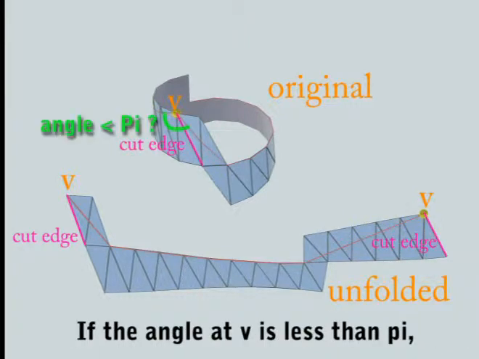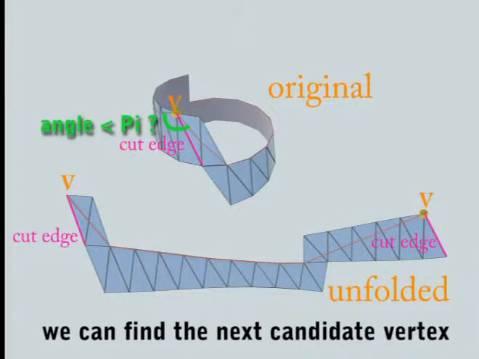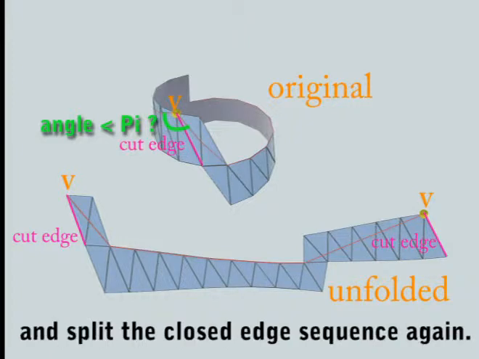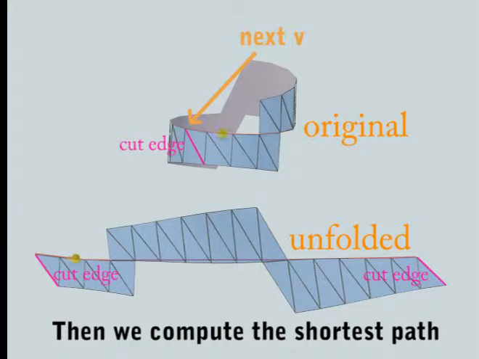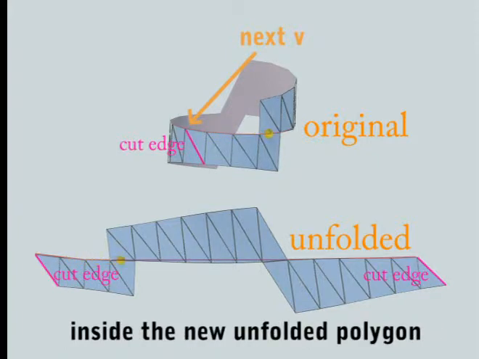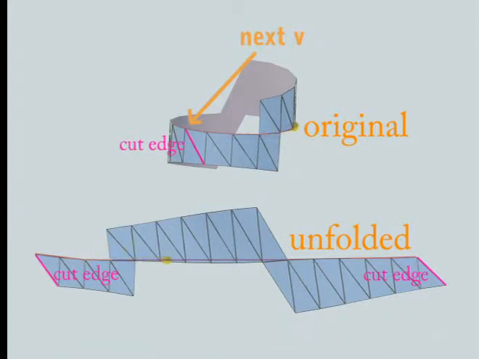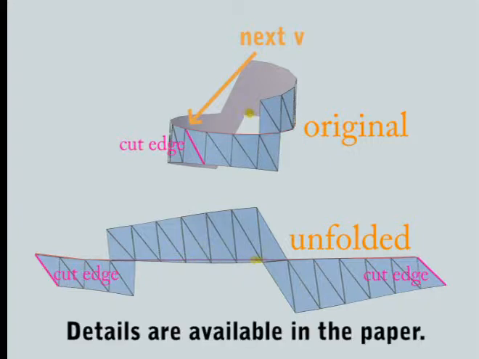If the angle at v is less than pi, we can find the next candidate vertex and split the closed edge sequence again. Then we compute the shortest path inside the new unfolded polygon in the same way. Details are available in our paper.